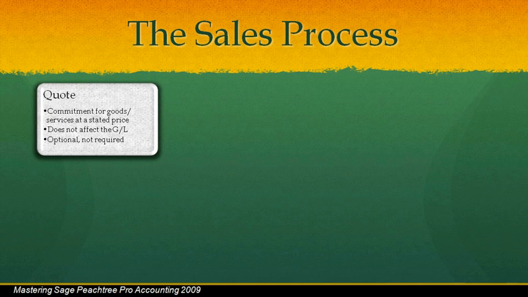The sales process might start with a quote. Now, you don't have to use a quote, but if a customer comes and says, I just need to know what you can provide for me, this is our commitment to provide goods and services at a particular price. They then could use that, for example, to comparison shop and figure out which vendor they actually wanted to use. Quotes do not affect the general ledger because we're not actually doing any transactions. We're just putting it in as a placeholder and an example of what we can provide.